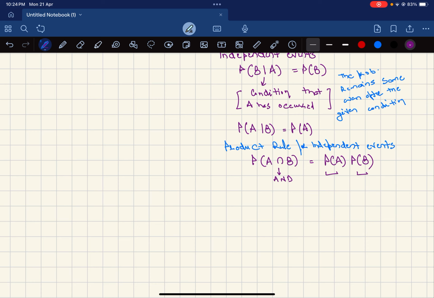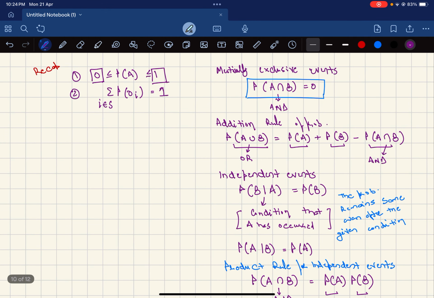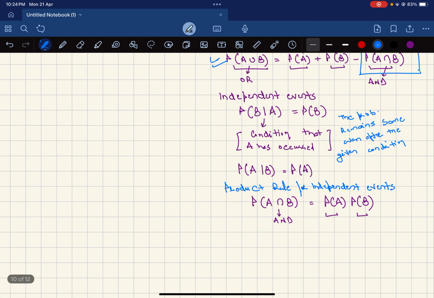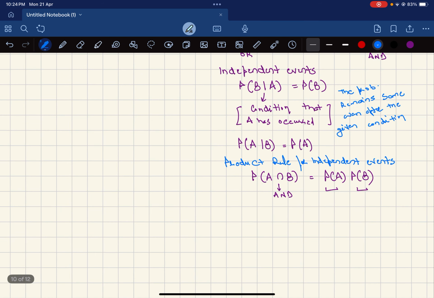So remember, whenever we are using the addition rule, we need to make sure to have the correct value of A intersection B in the last term here. For independent events, it would be the product of the individual probabilities, while for mutually exclusive events, this value will go to 0. Yeah, so these were the major things which we saw in our previous session.